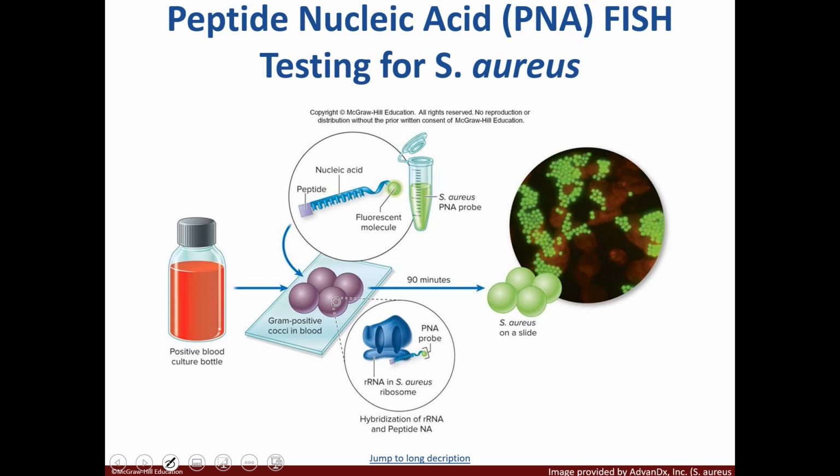This testing can be used to identify blood-borne pathogens quickly. A sample from blood is obtained, the probe binds to the sample, and the cells then fluoresce, which in this case indicates an infection with Staph aureus.